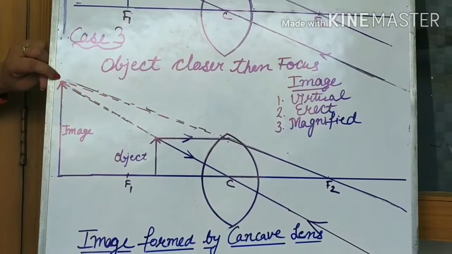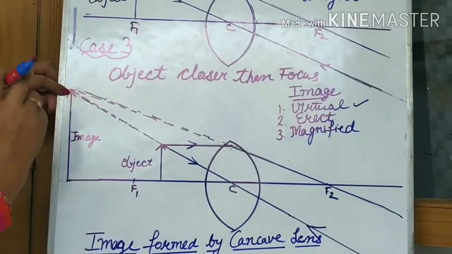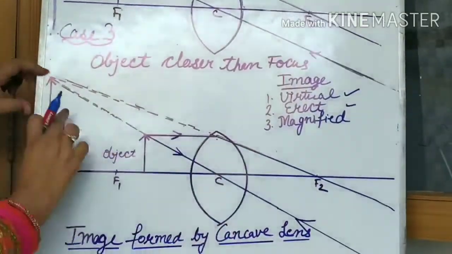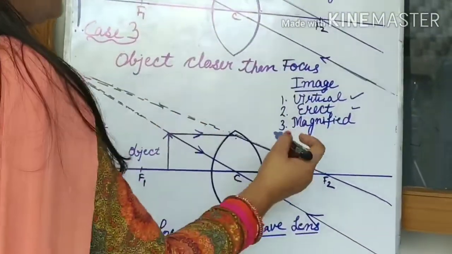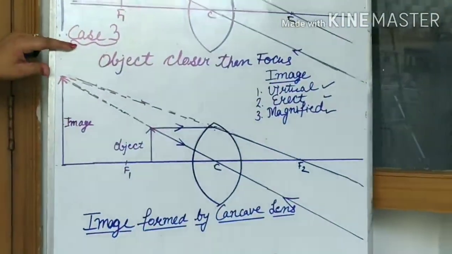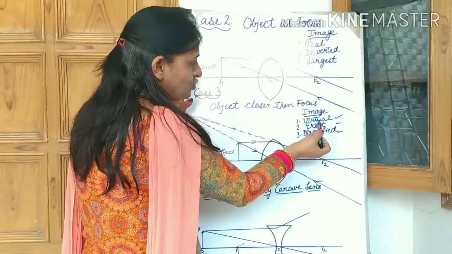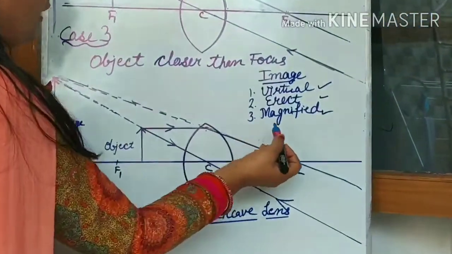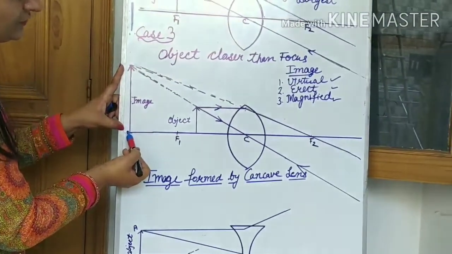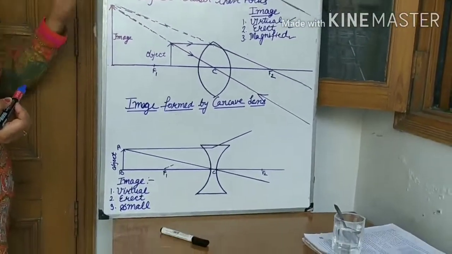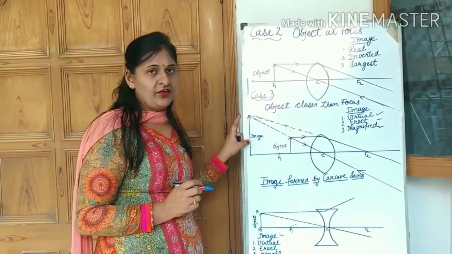Now what type of image is formed? Virtual image. This image is erect, meaning upright, not inverted, and the image is magnified. The object is this and the image is this, so the image is magnified. In this case, when the object is closer than focus, the image formed is virtual, erect and magnified. You can see here, virtual, erect and magnified. Now we have taken almost 3 cases. There can be more cases also, but here we are considering only 3 cases.